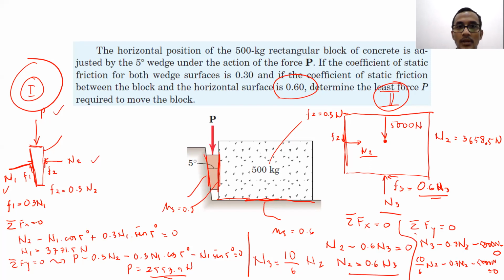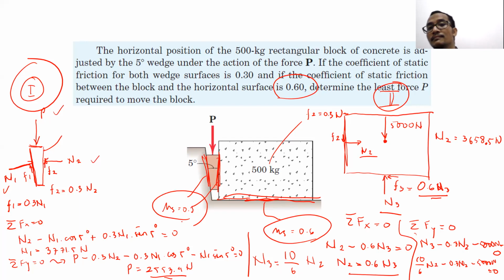And one thing that you have to make sure from the beginning is the value of the coefficient of static friction. So as you can see here, this surface has 0.6 μs. These two surfaces have 0.3 μs. So that's the thing that you have to be very careful about from the beginning.